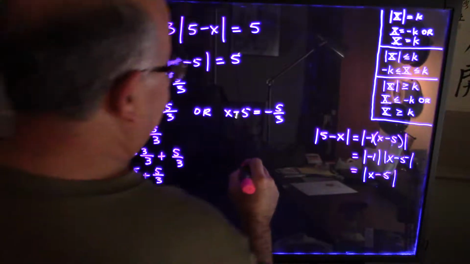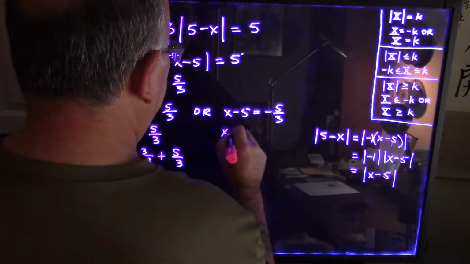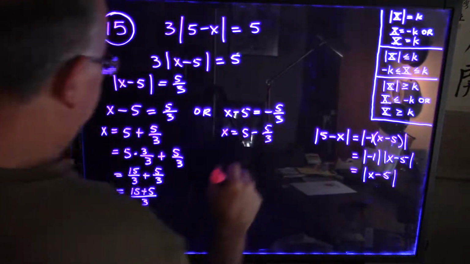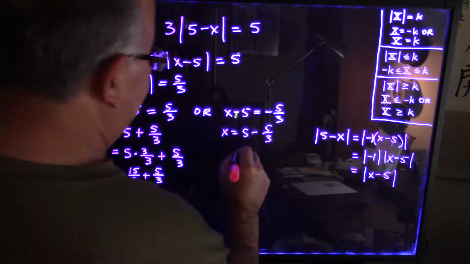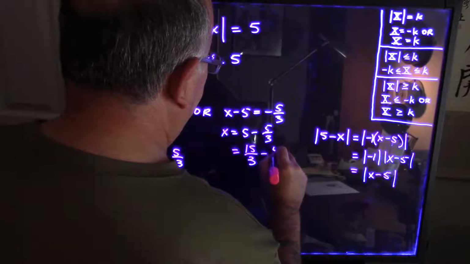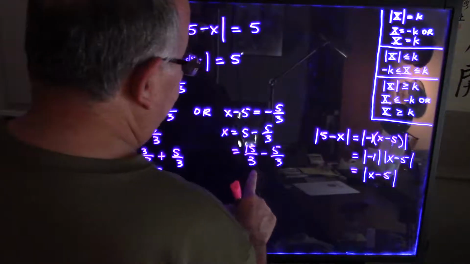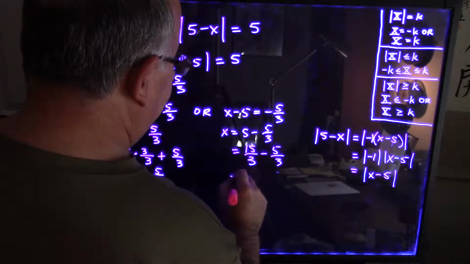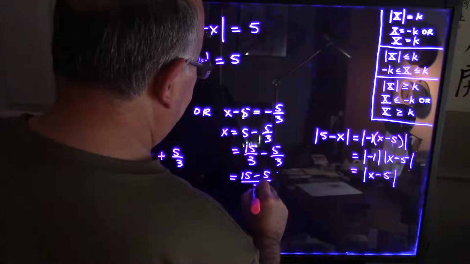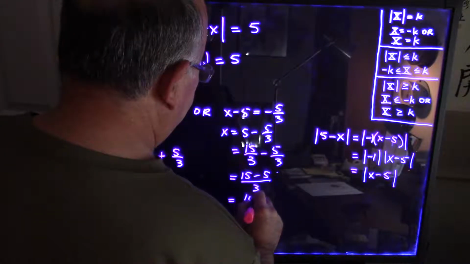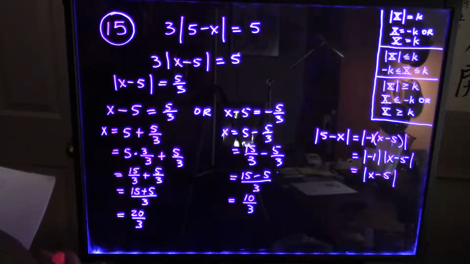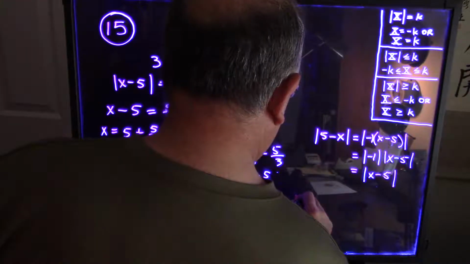Over here, you add 5 to both sides. You've got x equals 5 minus 5/3. We already know that 5 is 15/3, so I'll just use that: 15/3 minus 5/3. They have the same denominator, so you can combine the numerators. 15 minus 5 all over 3, and that's 10/3. Alright. So we have two solutions, 10/3 and 20/3.